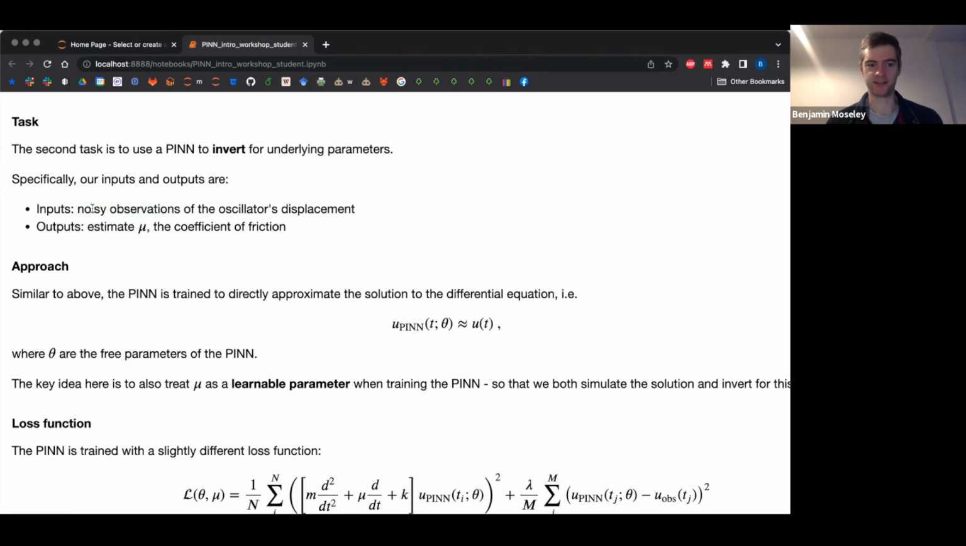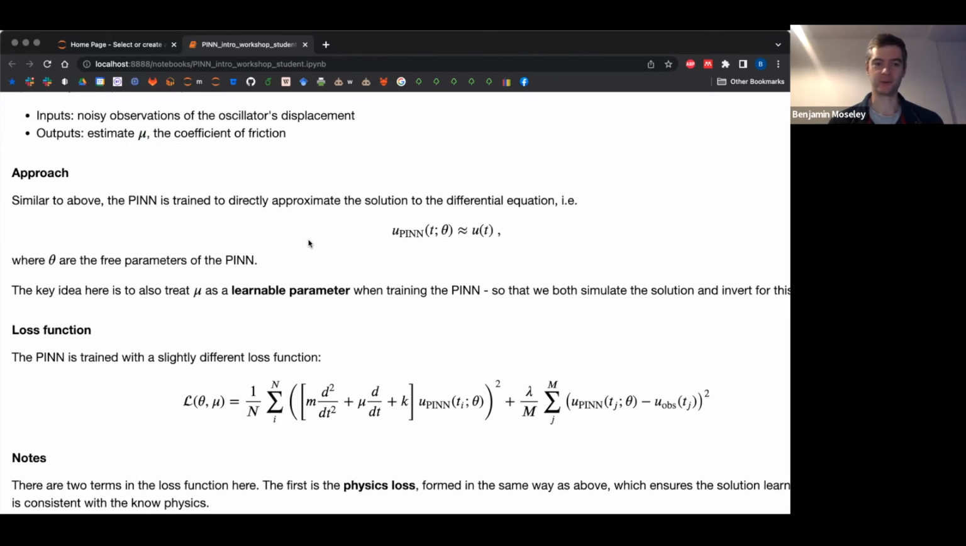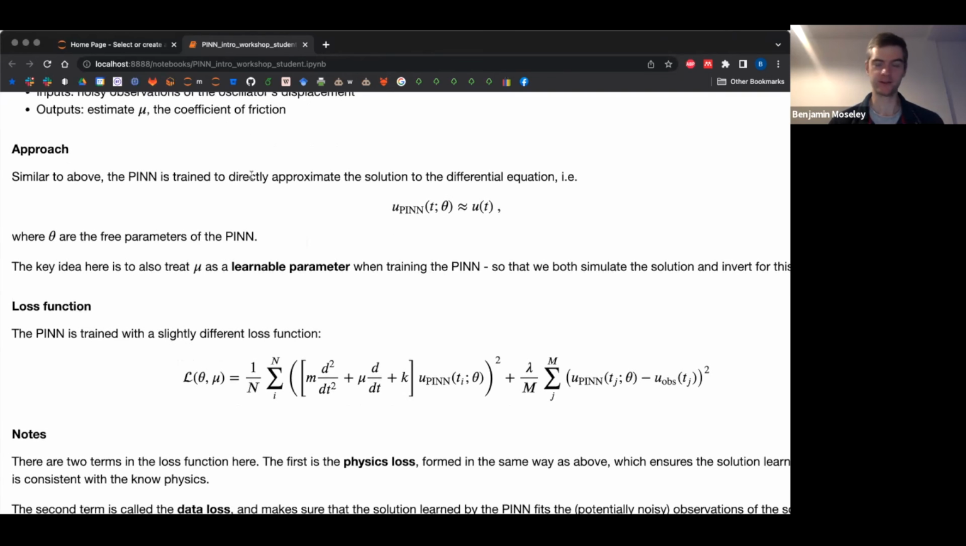So the goal is, given these observations, can we actually learn what mu is? And this is a classic kind of inversion problem, or inverse problem, in physics. And very prevalent across many different domains of science, by the way. This is done everywhere. So it's a very important task to solve. So how are we going to do this with a PINN?